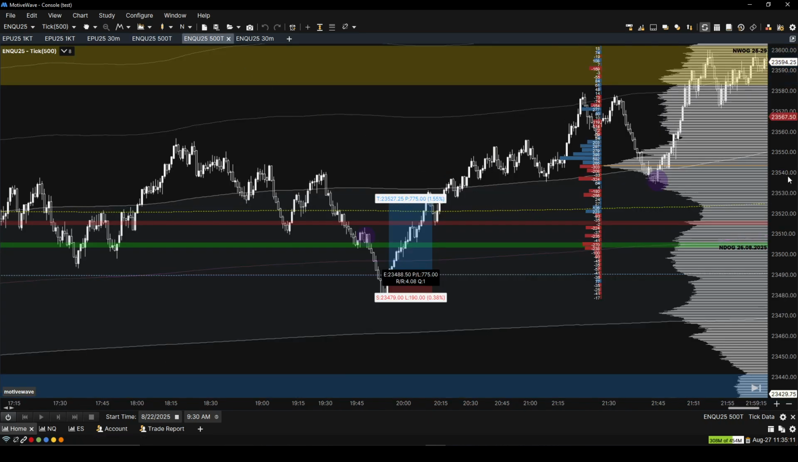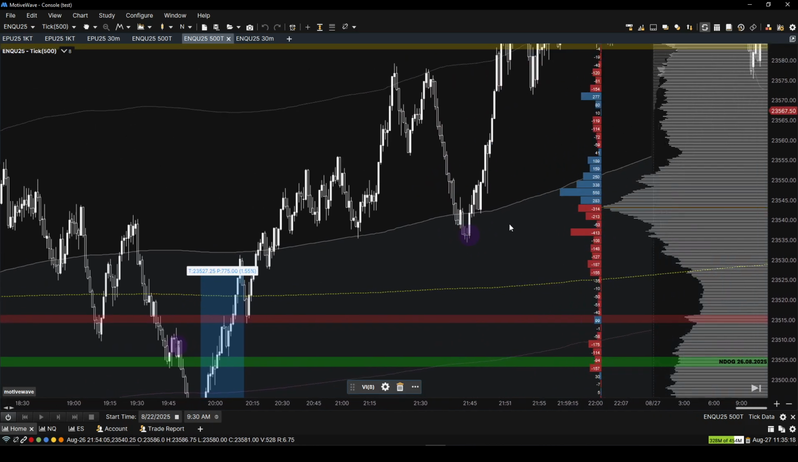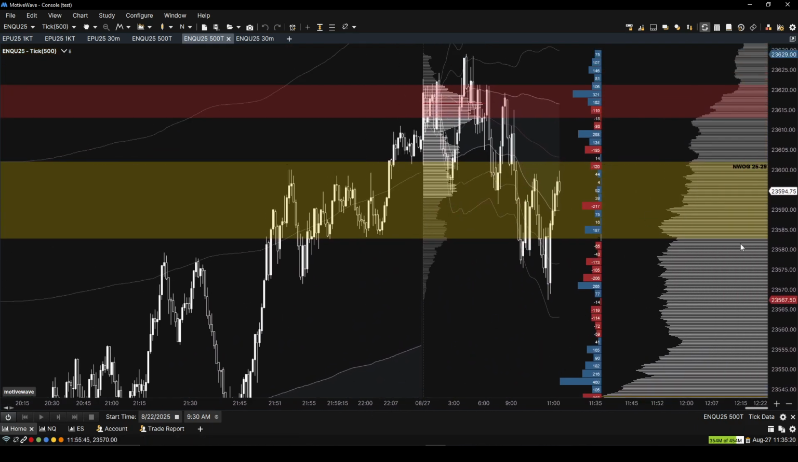But yeah, you can see that it rallied all the way up. We had this high volume node that it tapped, respected, rejected. And yeah.